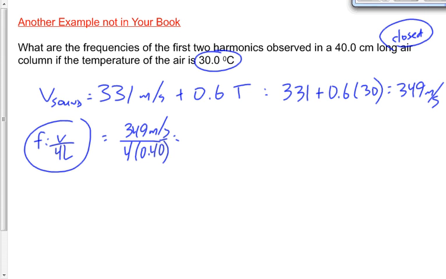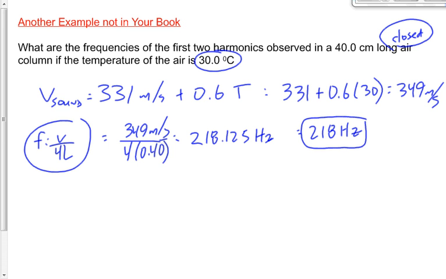Do that math, we end up getting 218.125, which we're going to round to 218 hertz. There's my first harmonic. Now we're looking for not just the first harmonic, but we're looking for the next one as well. What's the next one? We could derive an equation, or we could just multiply the first one by, what is it, Mitch? 3, good. Because there is no even harmonic.